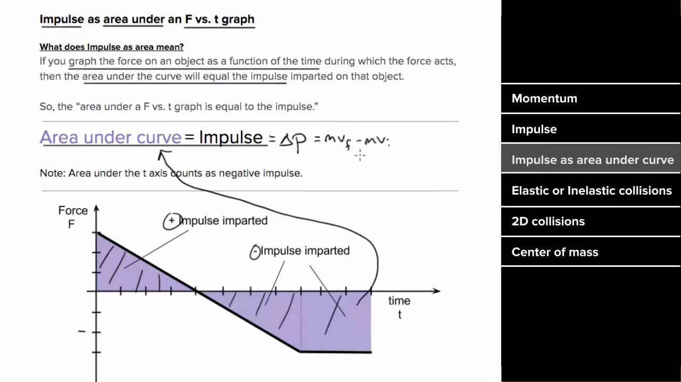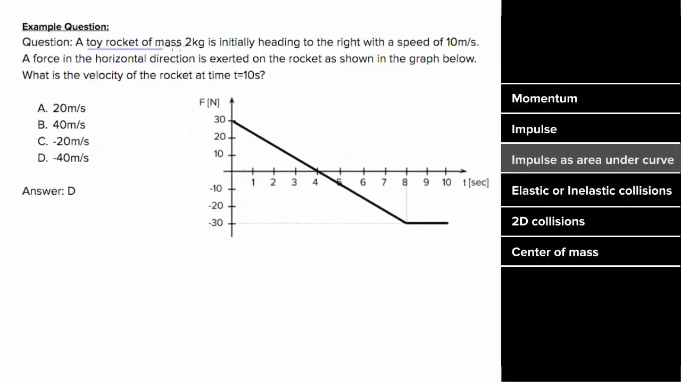So what's an example problem involving impulse as the area under a graph look like? Let's say a toy rocket of mass 2 kilograms was initially heading to the right with a speed of 10 meters per second, and a force in the horizontal direction is exerted on the rocket as shown in this graph. And we want to know what's the velocity of the rocket at the time t equals 10 seconds.